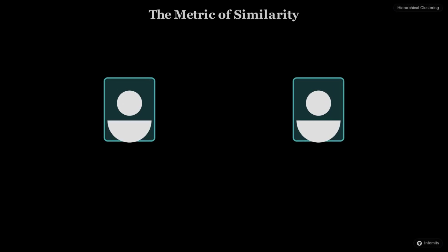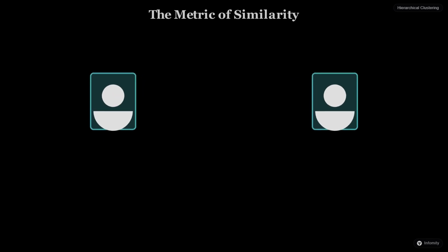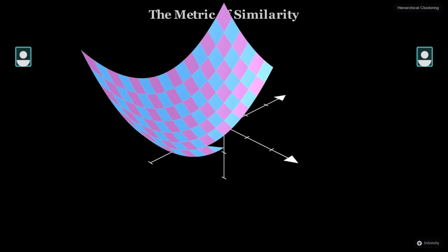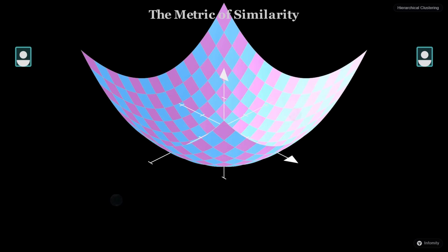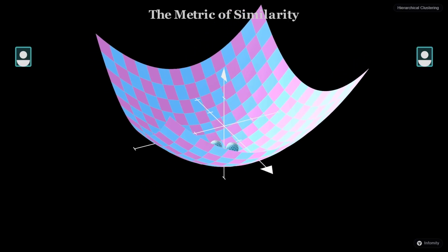To bring them together, we need a measure of resemblance. Think of this like comparing eye color or the shape of a nose between two photos. In a three-dimensional space of features, two portraits that look almost identical will be very close together. We calculate the distance between every possible pair, searching for the two people who look the most like siblings.